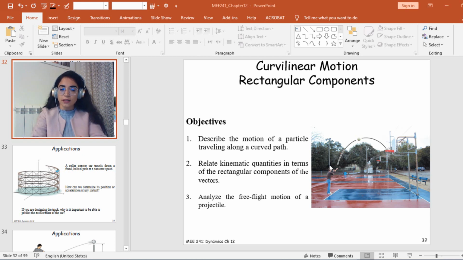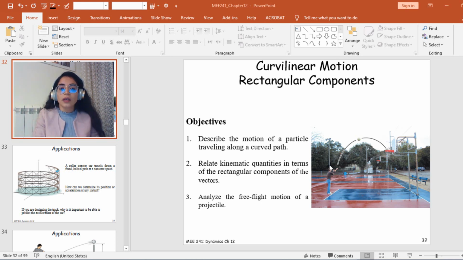Now the question is, are all our motions rectilinear? Of course not. Most of our motions are curvilinear. And curvilinear means the path is a curve. So the motion of the particle is traveling along a curved path. This is not a rectilinear path. This is the most general case where the path is a curve.